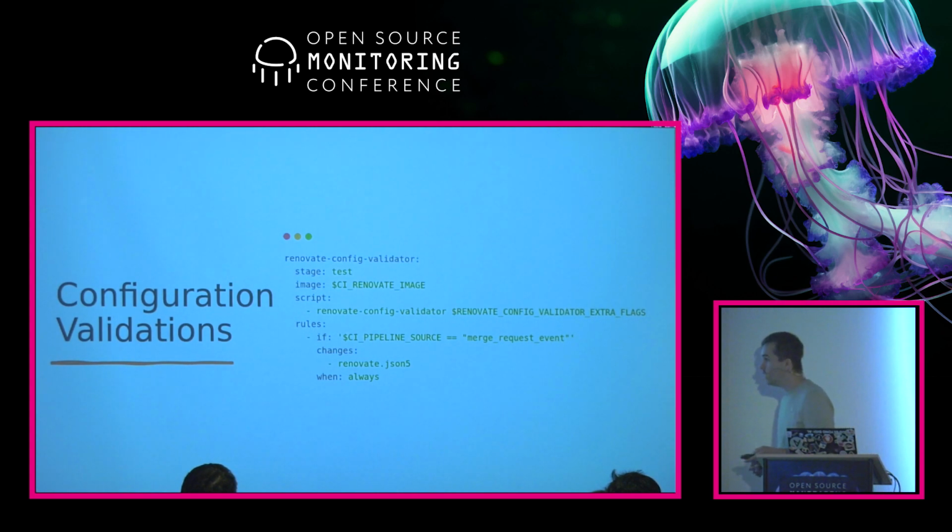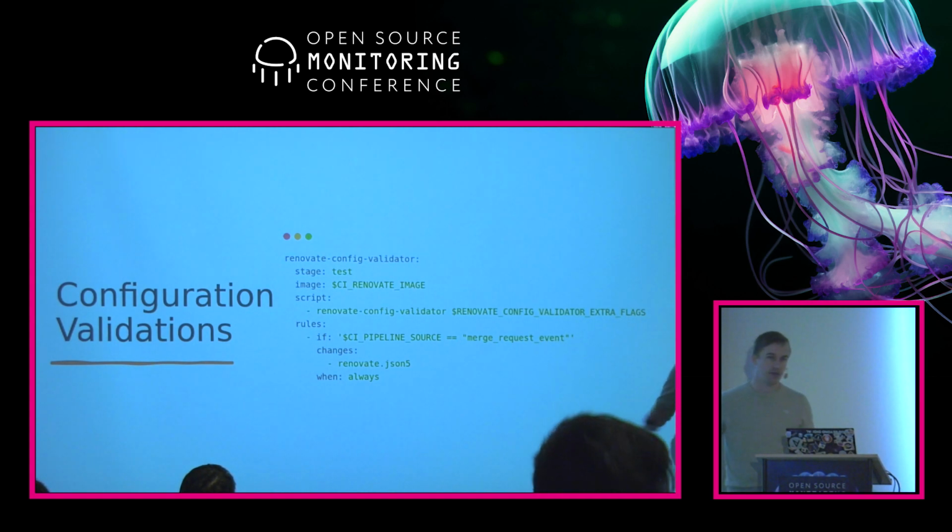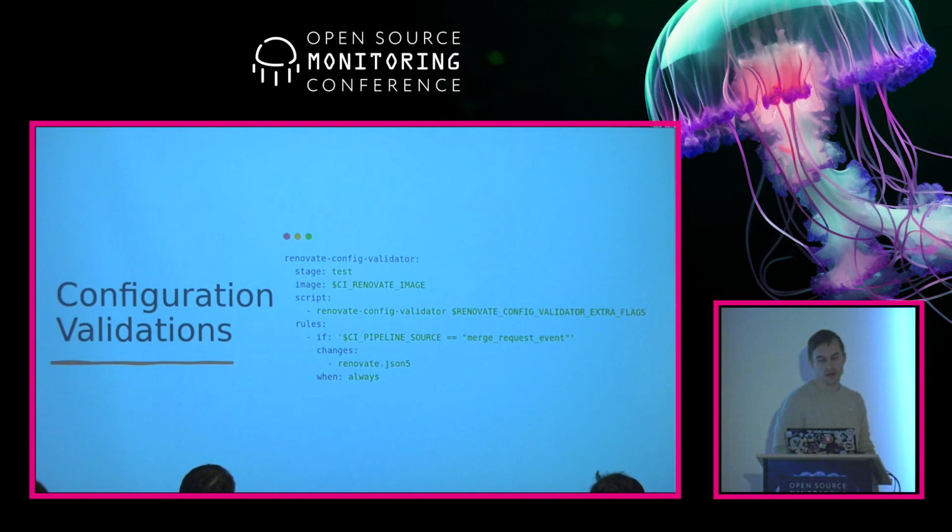So I put this in a simple GitLab pipeline that runs when this Renovate JSON file, the configuration file, will change. And when this pipeline runs, it checks the configuration, and if the configuration is invalid, the pipeline fails and the teams get notified about it. And if it's valid, then everything's fine, the pipeline is green, and the change was successful.